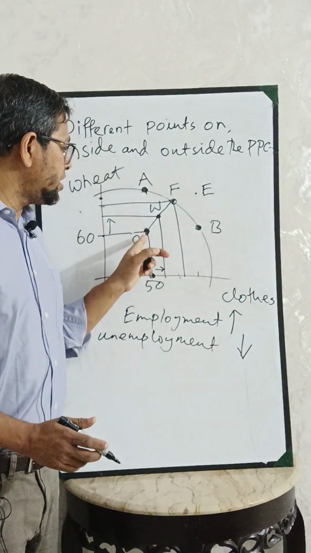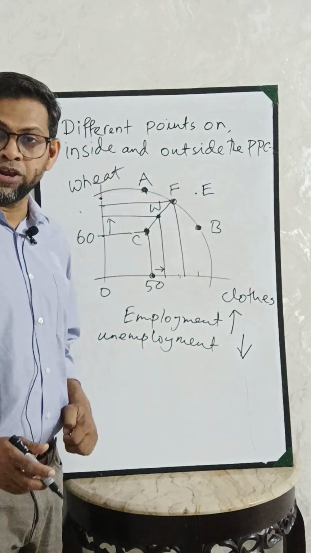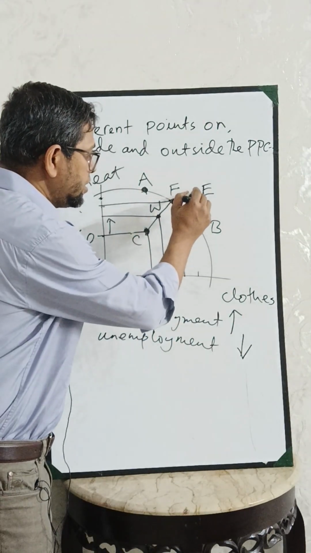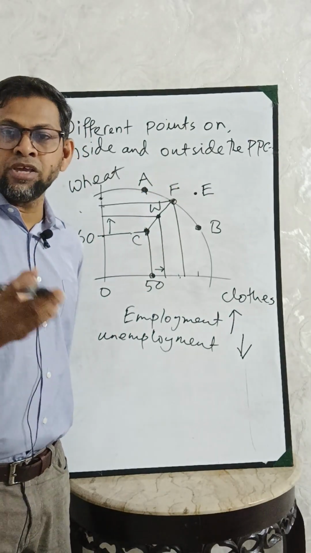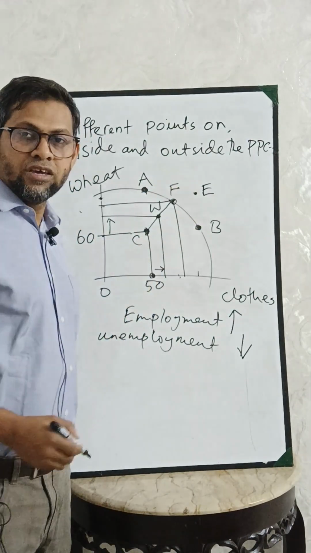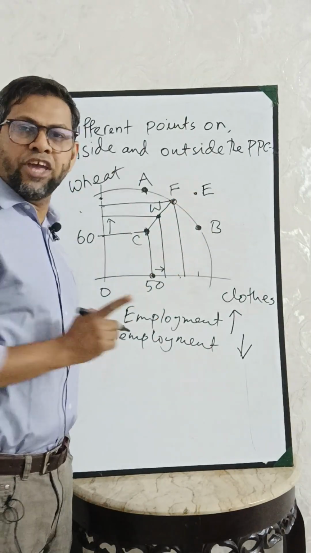And these points are inefficient points and these points are efficient points. What about point E? Yeah, point E is actually beyond the PPC. This is something we cannot reach in the short run. If we want to move there, yeah, we can do that.